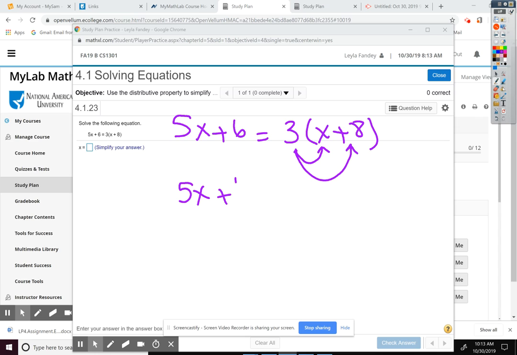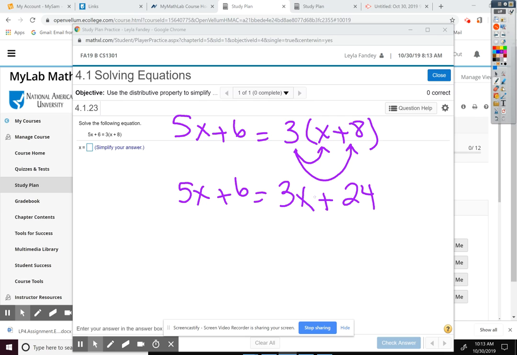So let's do that. It's multiplication. So 3 times x is 3x. 3 times 8 is 24. The plus sign remains. So now we want to solve this, but we notice that we have x on both sides. So we need to deal with that.